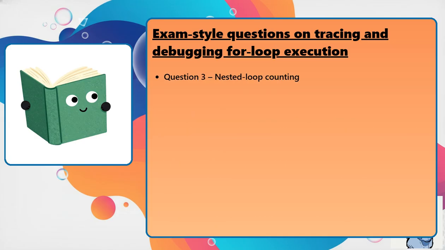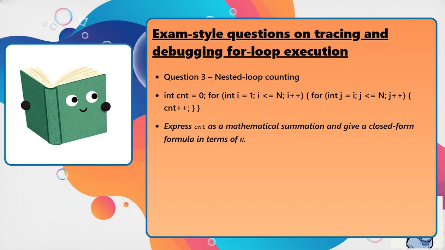Question 3: nested loop counting. int cnt = 0; for (int i = 1; i <= n; i++) { for (int j = i; j <= n; j++) { cnt++; } } Express cnt as a mathematical summation, and give a closed-form formula in terms of n.